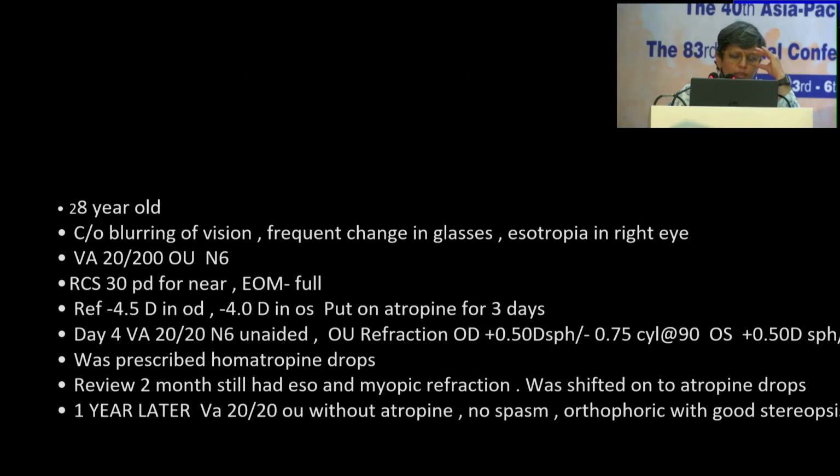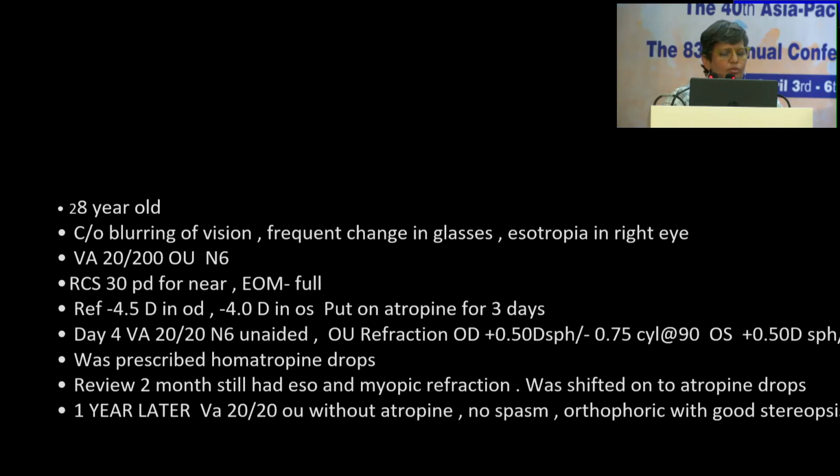So again, this is a case of a 28-year-old with these clinical features. He has come with a refraction of -4 in one eye and -4.5 in the other. Right esotropia, visual acuity poor, and we put him on atropine refraction, and on day 4, when we saw him again, his unaided visual acuity was 20/20 and refraction was +0.5, and he was surely a case of accommodative spasm. He was prescribed homatropine, which did not work.